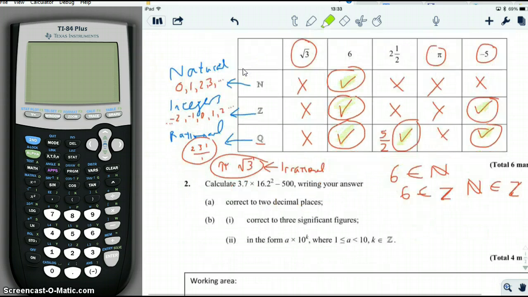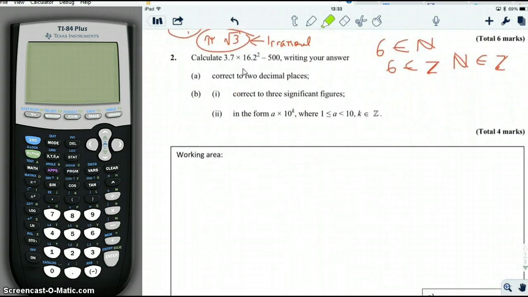Moving on to number 2. Calculate 3.7 times 16.2 squared minus 500, writing your answer correct to 2 decimal places, correct to 3 significant figures, and in the form a times 10 to the k, where a is between 1 and 10, k is an element of the integers.